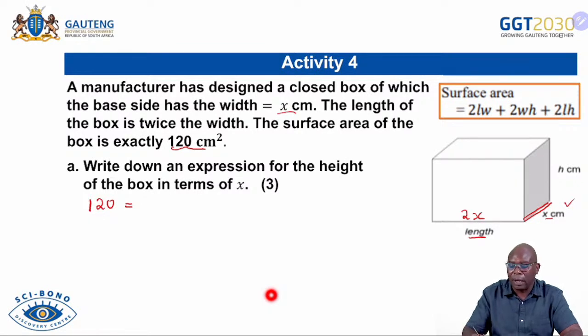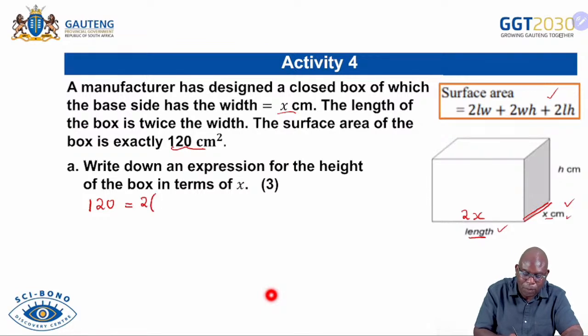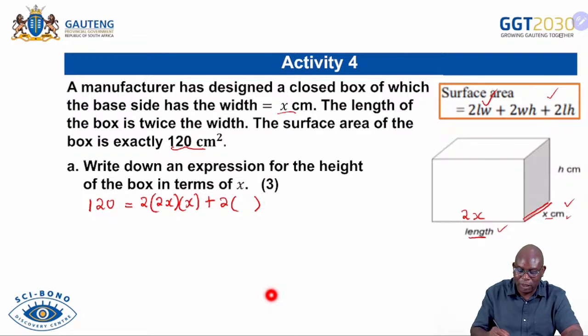Good. I'm using this formula here. So now 2 multiplied by the length multiplied by the width. But what do I know? I know the length, I know the width. So I'm going to write 2 multiplied by the length multiplied by the width. So this part is done. The next one here will be plus 2 multiplied by this. What is the width? The width is x. Do I know what is my height? No, this is what I need. So I'm going to write h.